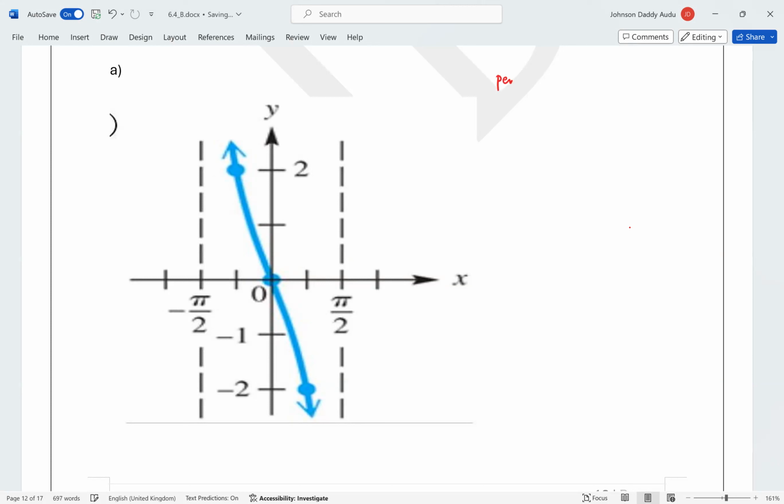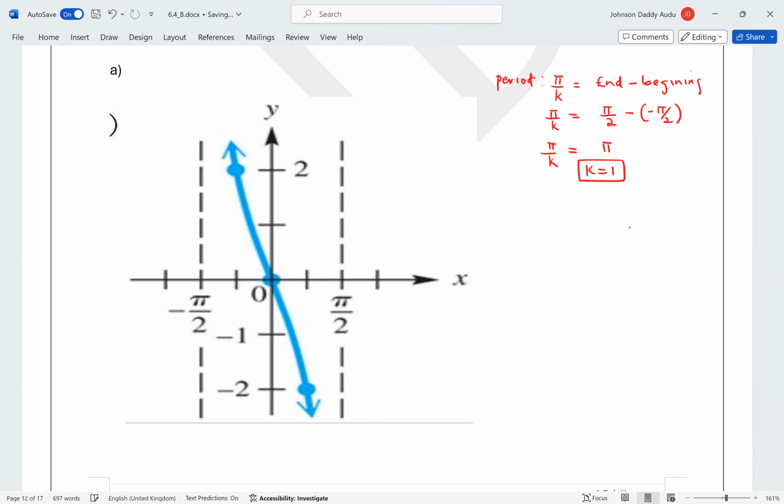We can find the period first. What is our period? Remember the period is pi over k, which is going to be the end minus the beginning. So pi over k is going to be the end, pi over 2, minus the beginning, minus pi over 2. So pi over k is just going to be pi. Clearly k is equal to 1. All right, k is equal to 1.